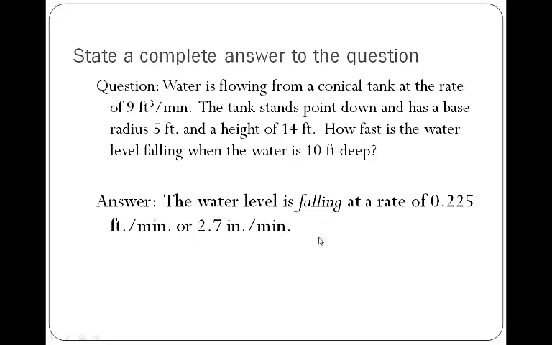So the water level is falling at a rate of 0.225 feet per minute, because we want to use the dimensions for height, which is going to be feet since the volume is feet cubed per minute. Or if I want to understand what that looks like better, I can change that into inches. Just multiply this number by 12 since there's 12 inches for every foot. So it's 2.7 inches per minute. And that's our answer to this question.